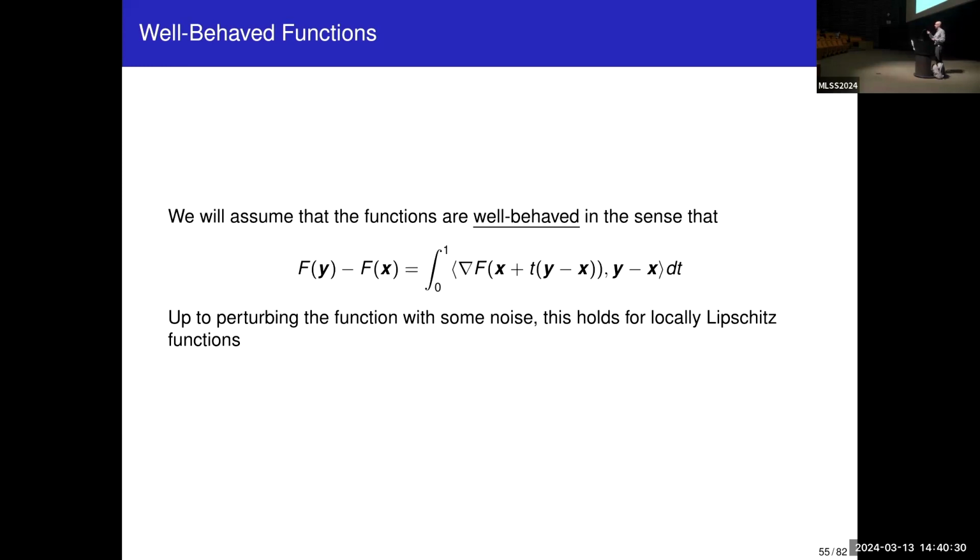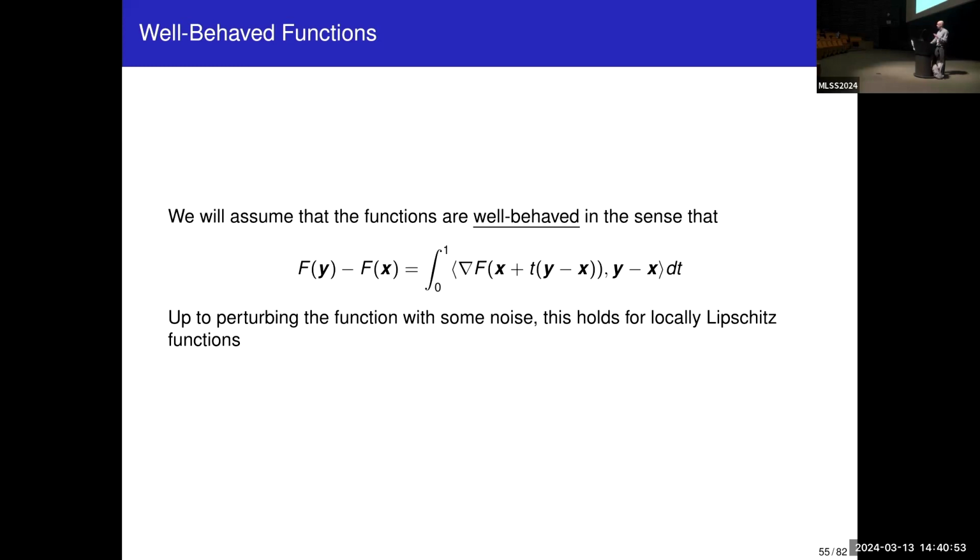In 1D, I think you saw it before. Basically, in 1D, this says that the integral is the inverse of the gradient, and this is in multiple dimensions. Now, up to perturbing the function with some noise, if the function is locally Lipschitz, this holds. Okay, so this is very, very weak, and this is the weakest thing that we could use.